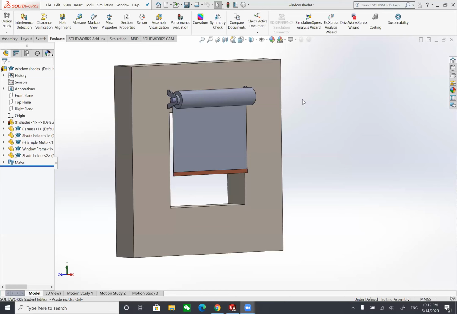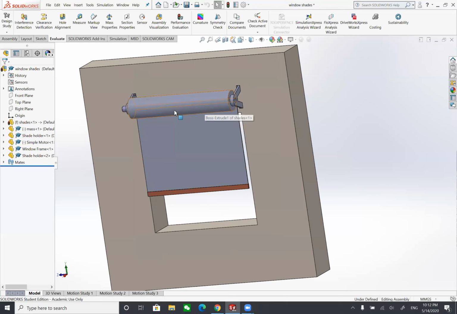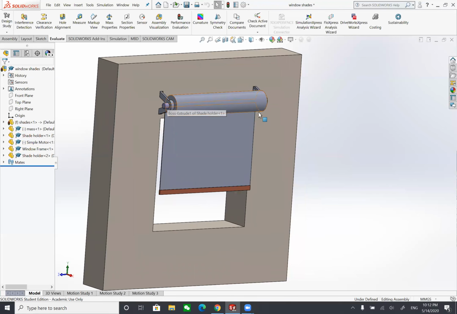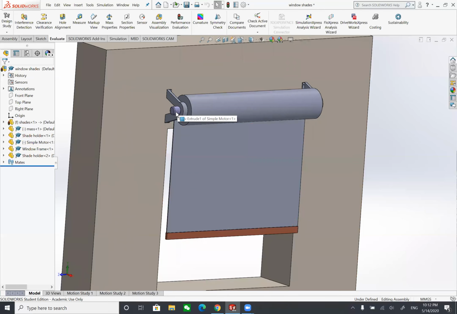For the mechanical design, we have roller shades held by two holders, this one and that one. These holders are mounted to the wall above the window. We also have a DC motor mounted to the left holder. The motor can drive the shaft of the roller and roll it up and down when rotating in different directions.